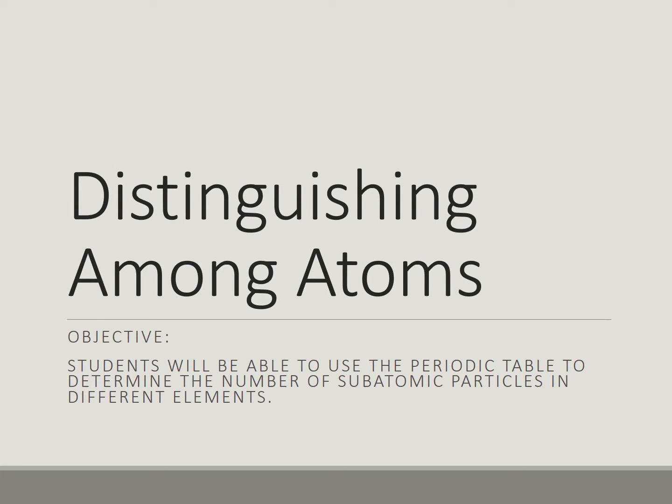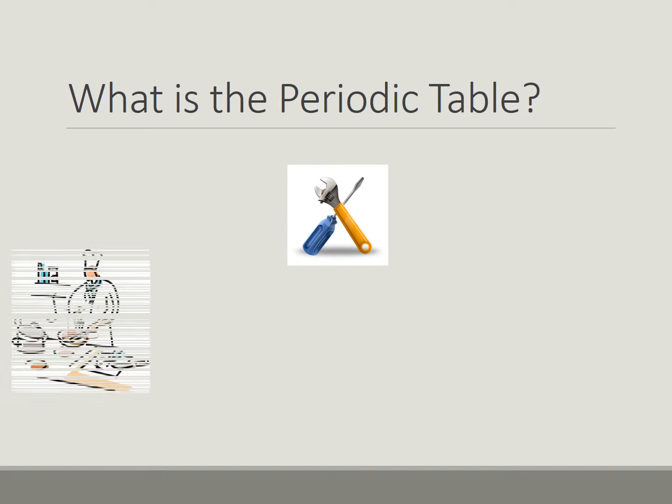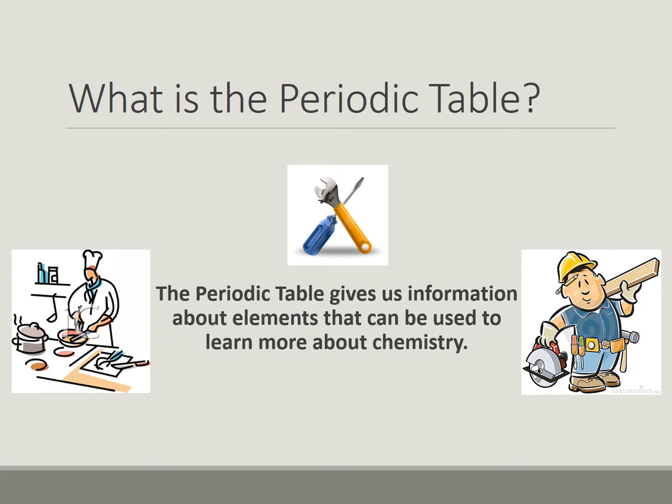Today we're going to be talking about how to distinguish among atoms using something called the periodic table. So what exactly is a periodic table? The periodic table is actually a tool, just like a chef would use for cooking something or a carpenter would use to build something. The periodic table is a tool for chemists that gives information about elements, and that can be used to learn more about chemistry.